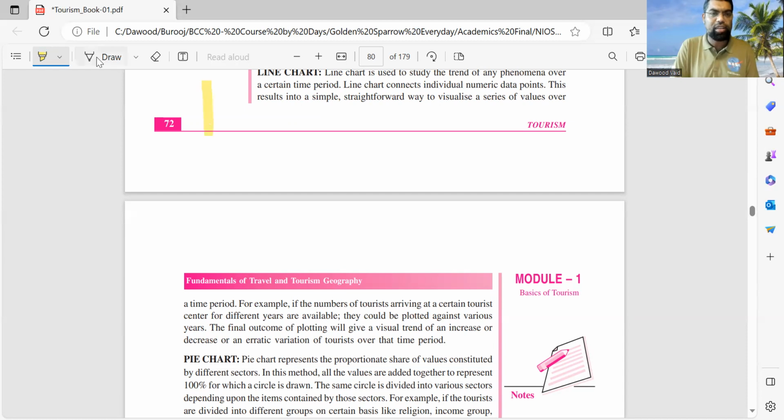A line chart is just one single line, so I can just draw it. Simple line, straightforward, easy to define.